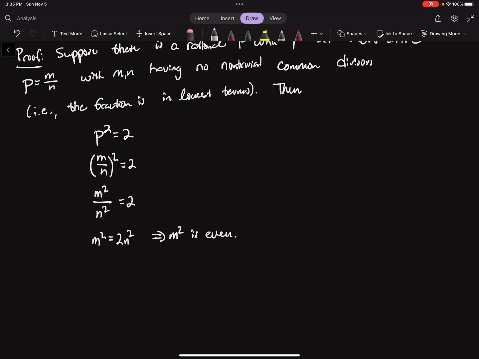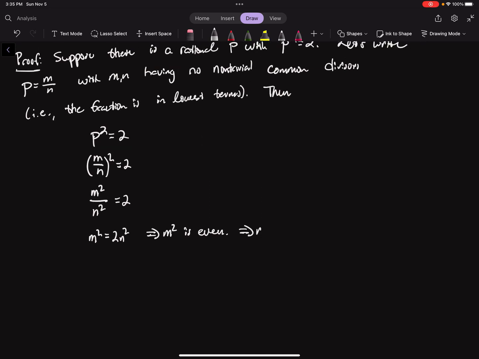Okay, but m is also an integer, and if you square any even integer, or sorry, this proves that m is even. Oh my gosh. Because if m wasn't even, well then m would be odd, and then m squared would be odd. Okay? So, since m is even, we can write m equals 2t for some integer t.